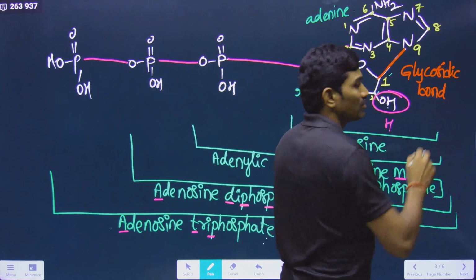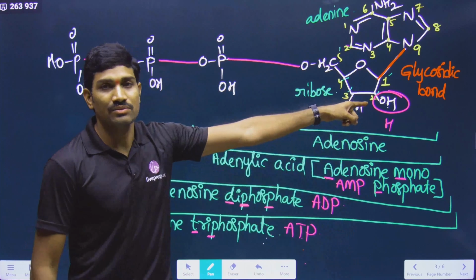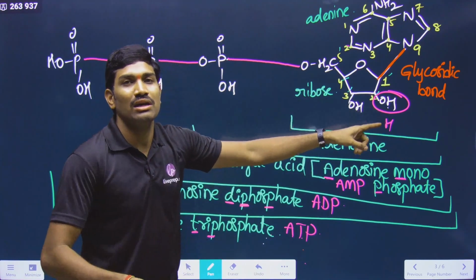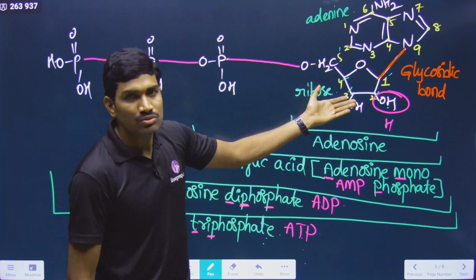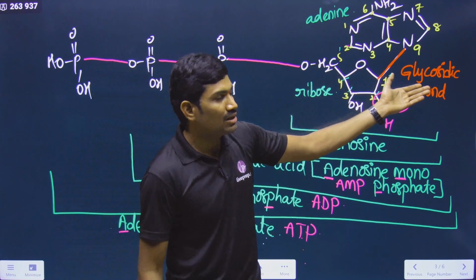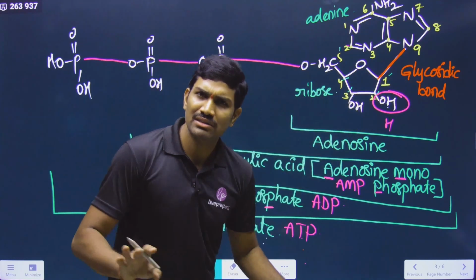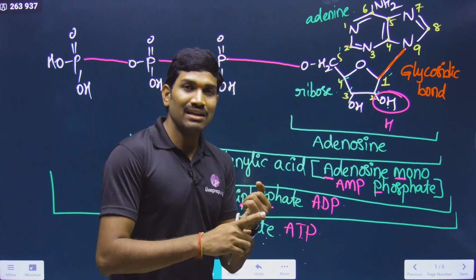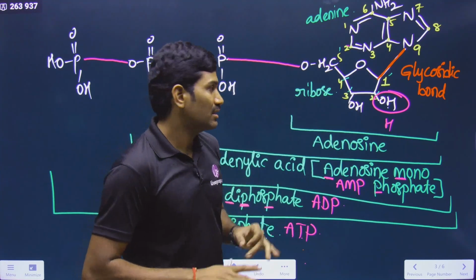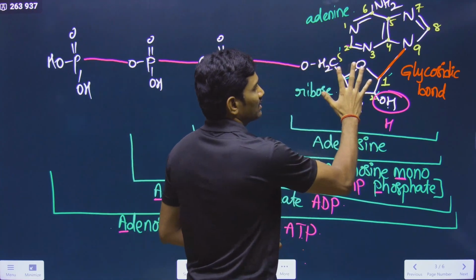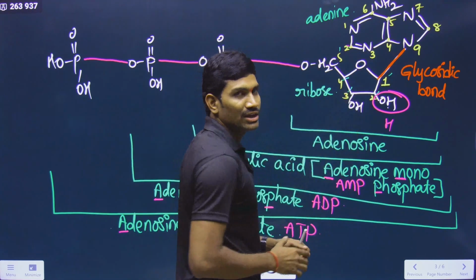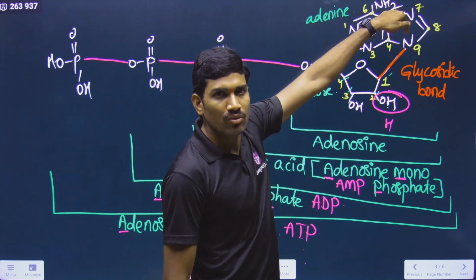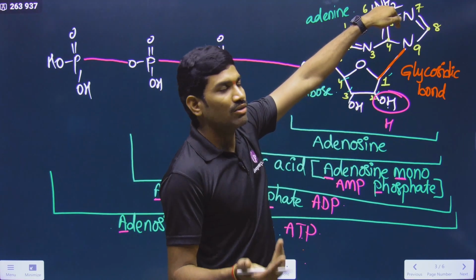Already in the biomolecules chapter, very clearly we have studied this. If sugars are involved in the bonding, that bond is called a glycosidic bond. Here also sugar is involved in the bonding, that's why it is called a glycosidic bond. Very simple. But what type of glycosidic? Glycosidic bonds are of two types, N-glycosidic and O-glycosidic. Observe this. This is the sugar that is attached to which atom of the nitrogenous base? Is it attached to N or is it attached to O?